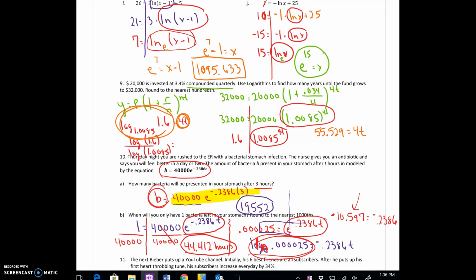And now to get t alone, I'm just going to take that long decimal on my calculator, divide by 4. And t is, it says round to the nearest hundredths, 13.88. So the hundredths is 2 places back. So that is how many years? Just about 14 years for it to get to 32,000. And that's it. That is your review.